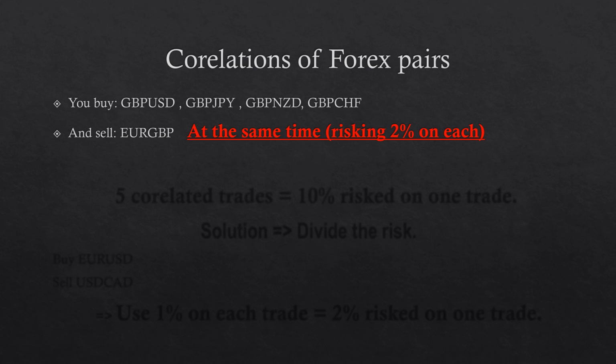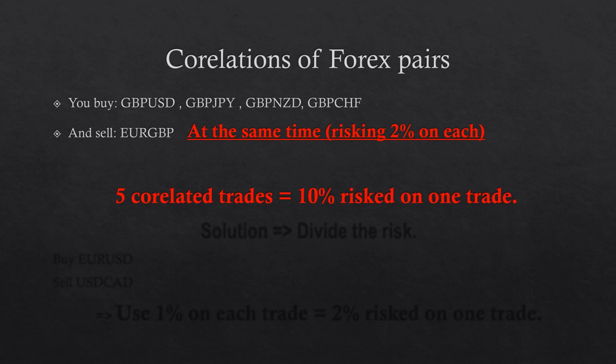And for the sell, the euro has to lose strength against GBP, which also means that GBP is gaining strength against the euro. And that means for all these pairs, we're probably gonna have the same outcome. Because if GBP gains strength, all of them are gonna go your direction. And if GBP loses strength, all of them are gonna hit your stop loss. So this basically means we have risked 10% and not 2%, since all these pairs are essentially one trade.